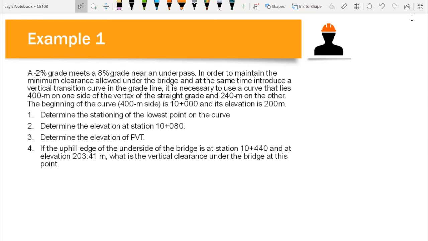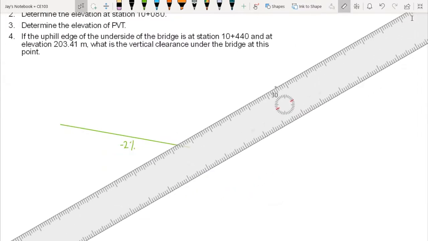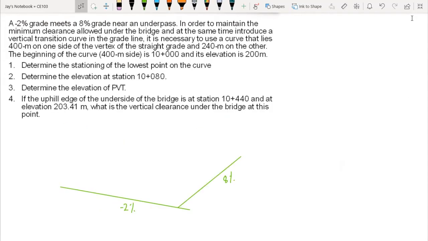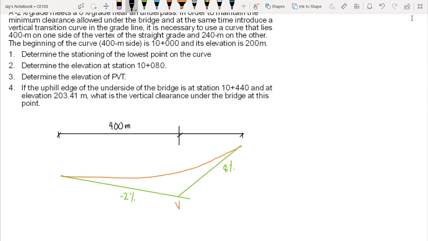As you can see, we have the first given grade, which is negative 2%. That is our back tangent, which means we are designing a sag curve, or a smiling curvature curve. So we have negative 2% and an 8% curve. The length of the curve that lies on one side of the vertex of the straight grade is 400 meters, and 240 meters on the other side.